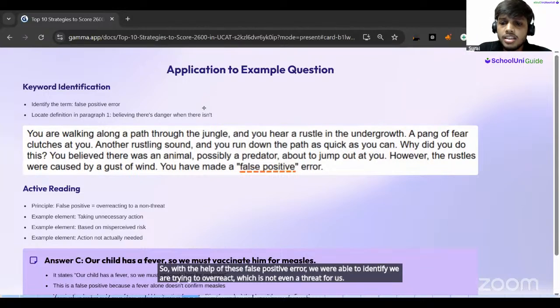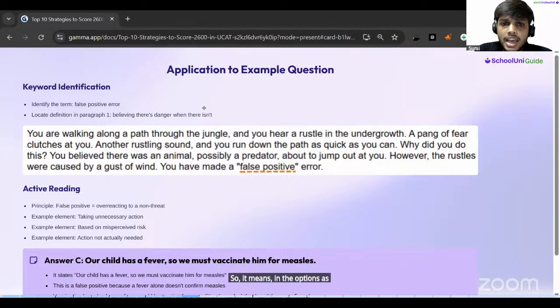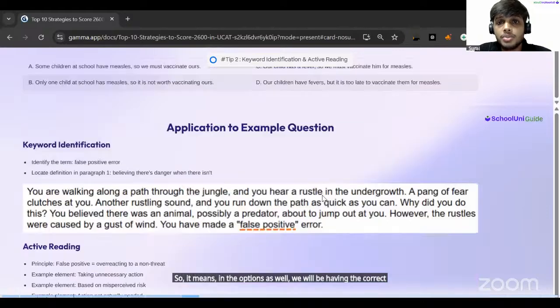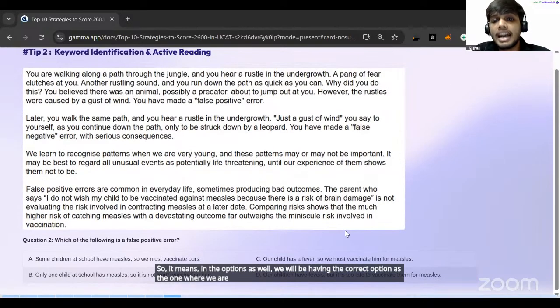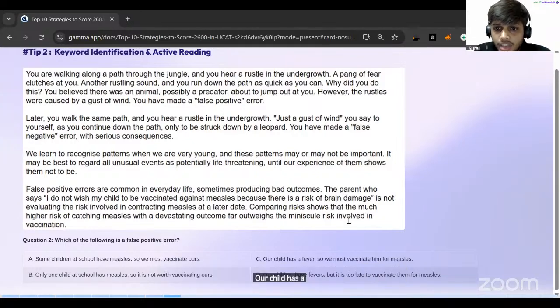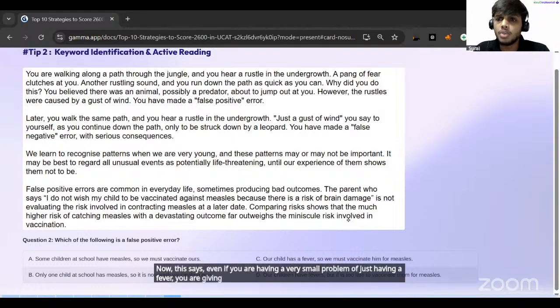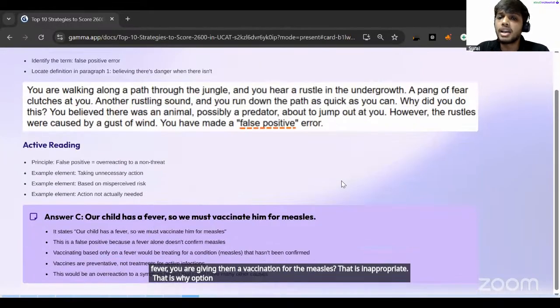So it means in the options as well, we will be having the correct option as the one where we are overreacting in that situation. So let us look at option number C here. It says, our child has a fever, so we must vaccinate him for measles. Now, this says, even if you are having a very small problem of just having a fever, you are giving him a vaccination for the measles. That is inappropriate. That is why option number C becomes the correct answer.